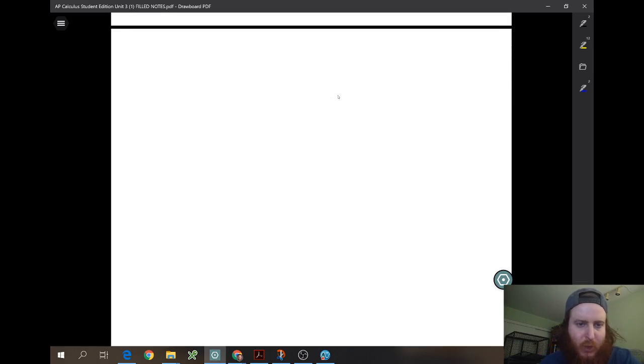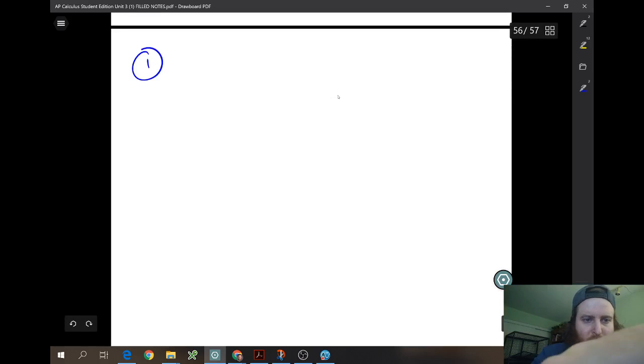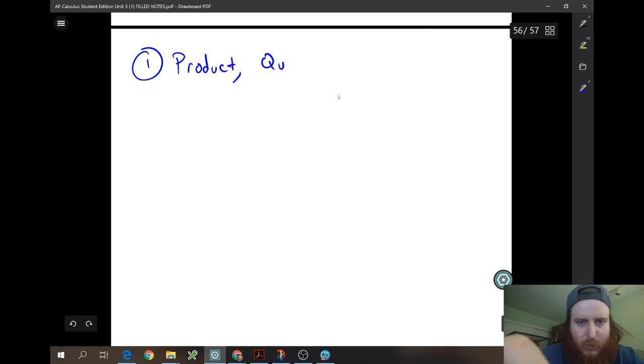Now from this chapter, what do we need to memorize? So from this chapter, we need to have memorized, now we already know power rule, that was before, but we need to know product rule. We need to have quotient rule memorized, and we need to have chain rule memorized. Make flashcards if you need to.